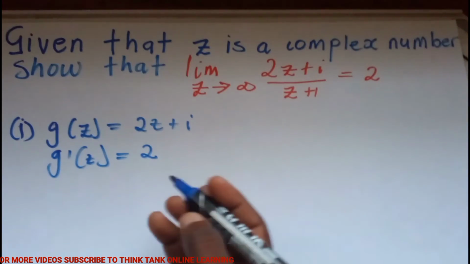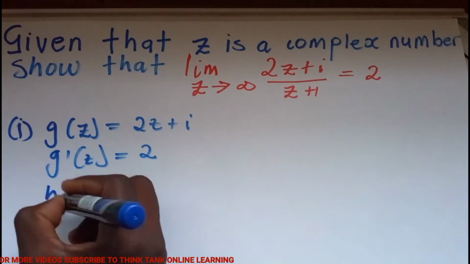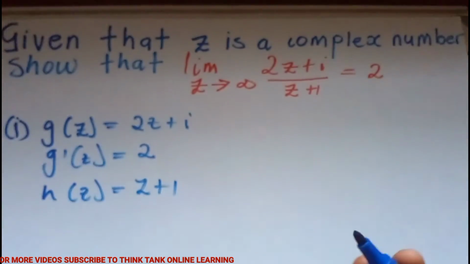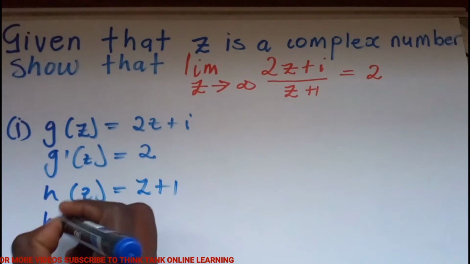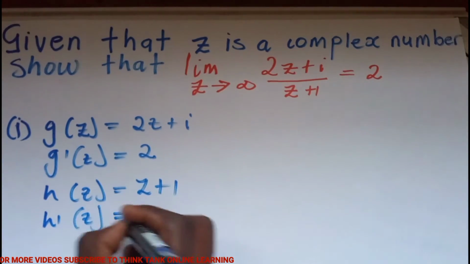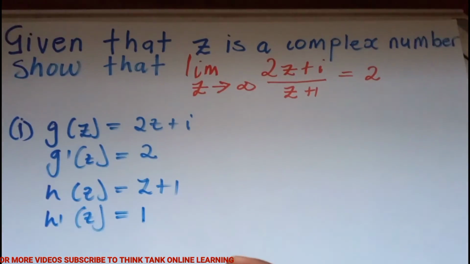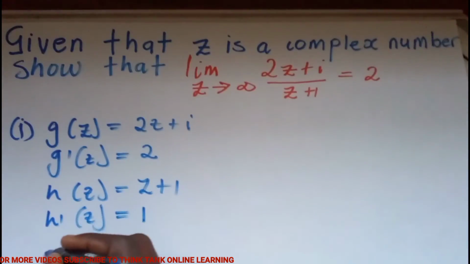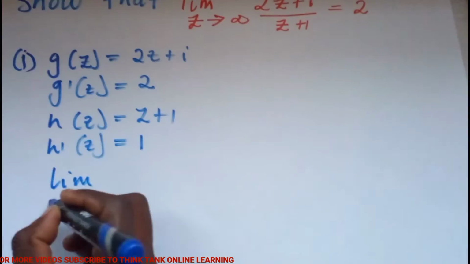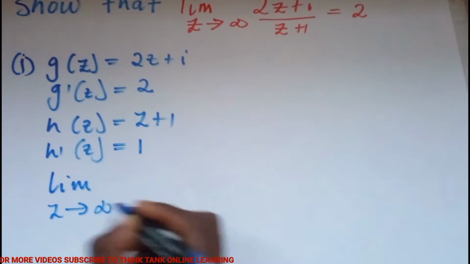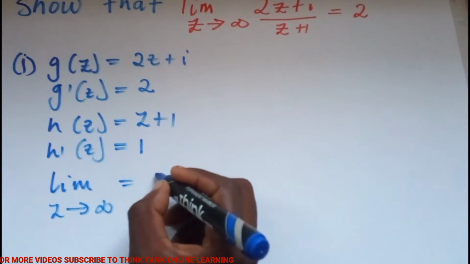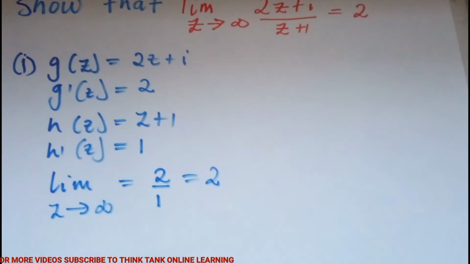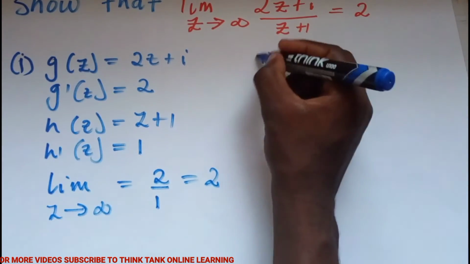Now we're going to the denominator. I'm going to call the denominator h of z, so it's going to be z plus 1. If we differentiate with respect to z, we're going to get 1, and the limit of this function as z approaches infinity is going to be 2 over 1, so the limit is 2.